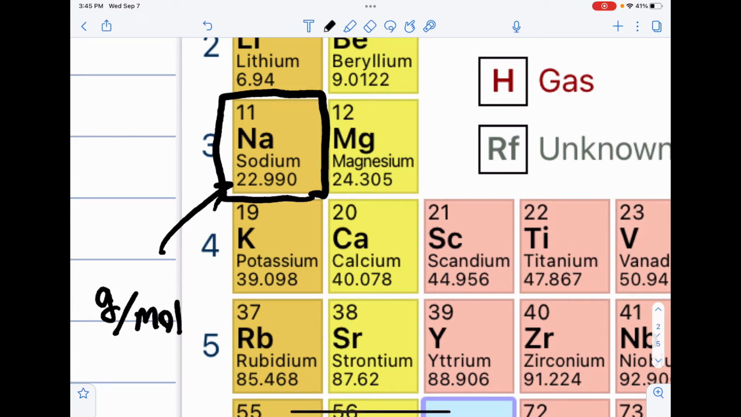So in the case of sodium, 22.990 grams of sodium is 1 mole of sodium is 6.02 times 10 to the 23rd atoms of sodium. And you might be looking at this number and thinking, wait a minute, my teacher told me that these numbers are in atomic mass units. Well, they are. And conveniently for us, atomic mass unit and grams per mole can correlate to the same number.